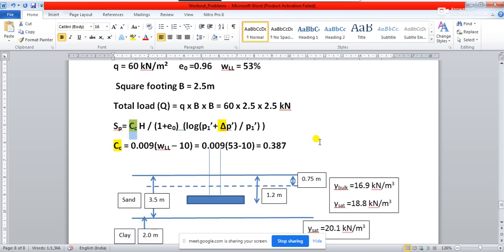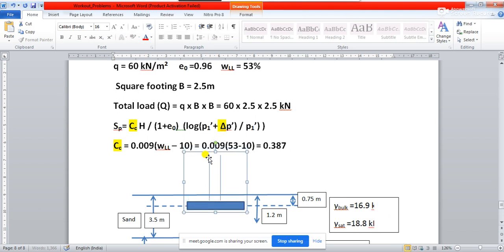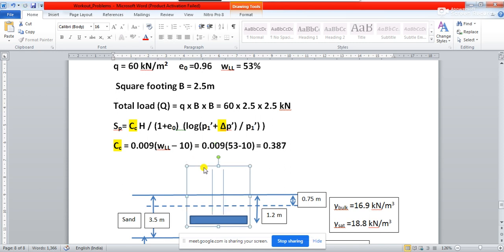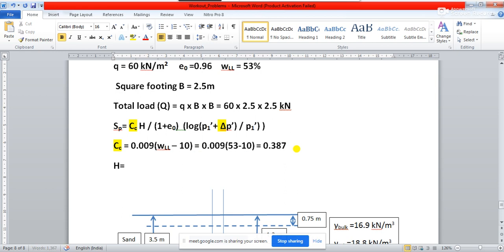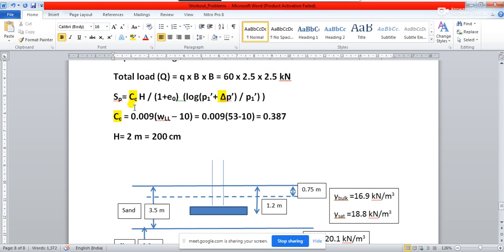What is the value of H? Tell me, what is the value of H? Sir, 200 centimeter. We have told H is equal to 2 meter. Why is H equal to 2 meter? Because the H in this case is the depth of the clay layer. So the depth of the clay layer is H equal to 2 meter. You can take 200 centimeter. Absolutely correct, whosoever has told. So now H is known.